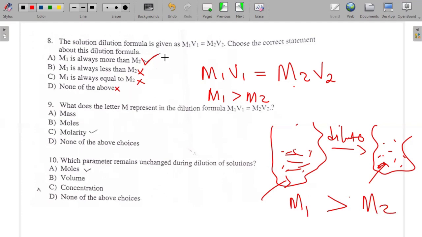Do we have any questions here on question 8? Do you have any questions there? Okay, if there are no questions, I'll proceed to question 9.